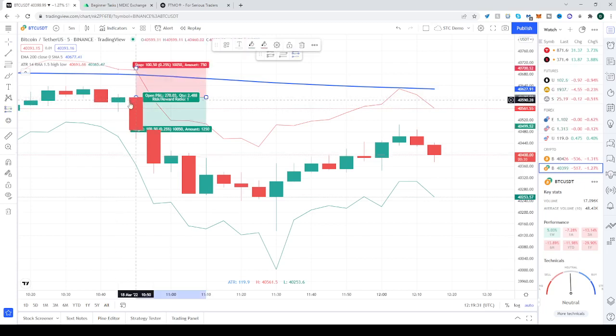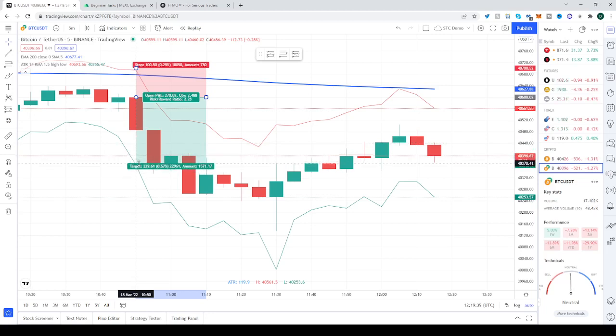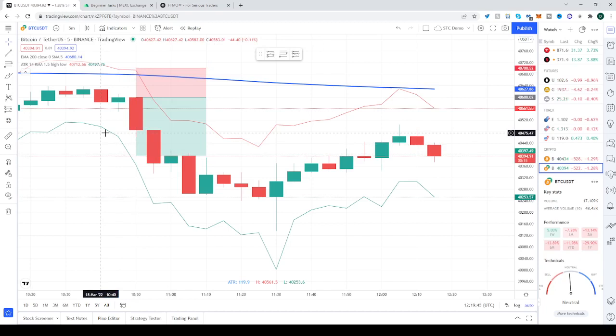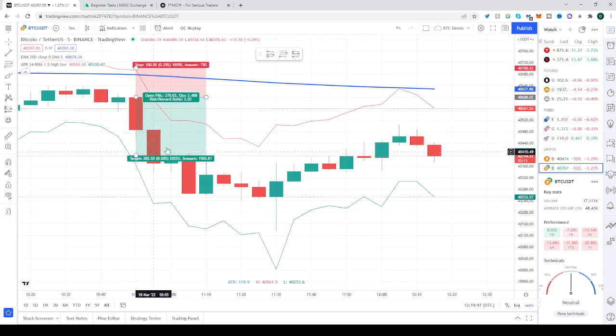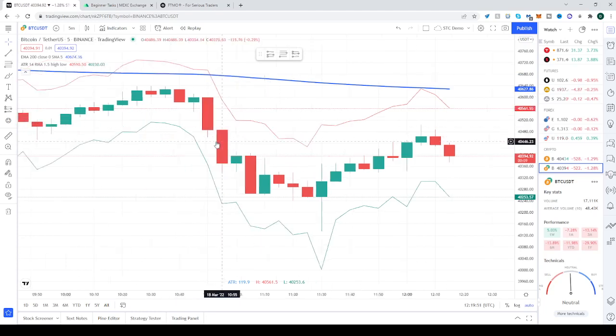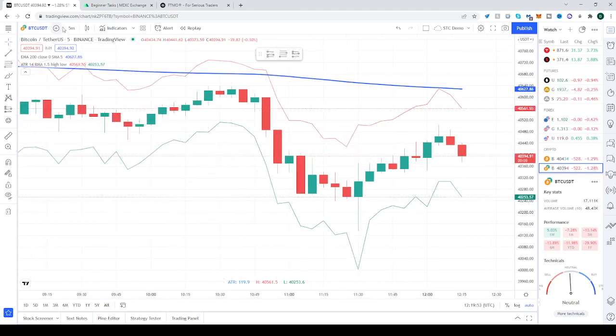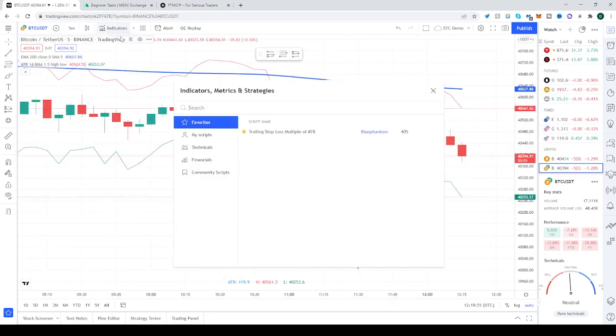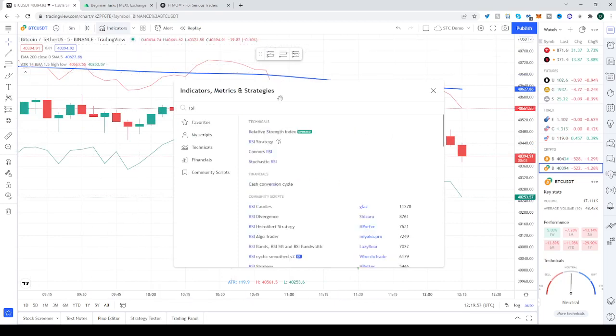So I'd get a target of 1.5 at least, or even 2. 2 to 1 is still good. Not for beginners now, but for beginners. And I can short here, but why only use these? You can also use an RSI indicator.